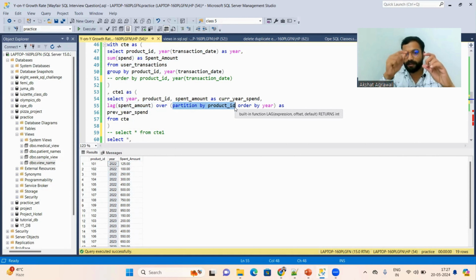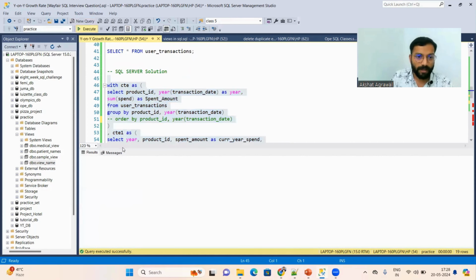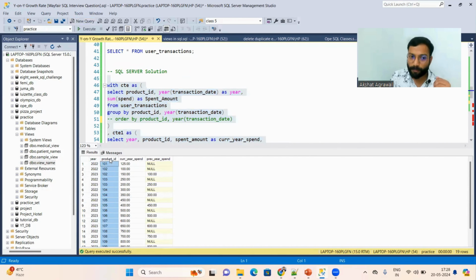Let's say for product A, the years are 2021, 2022, and 2023, and we have the spend amount. So let's say for 2021, there was no sale in 2020. So lag will give null because there was no previous year sale. Corresponding to the 2022 sale, it will give us the 2021 amount for the lag and so on. So if I just run this much, see, we have year, product ID, current year spent, and the previous year spent.